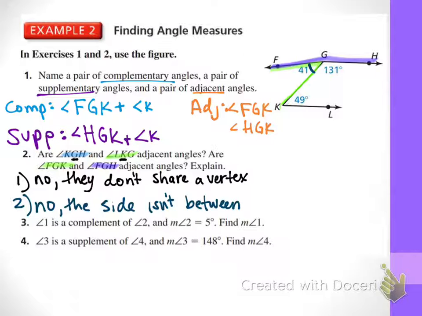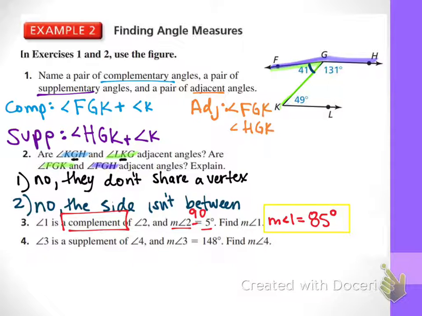Number 3, angle 1 is a complement of angle 2. What does complement mean? They add up to 90, right? So angle 2 is 5 degrees. How do I find the measure of angle 1? Subtract from 90. 90 minus 5 is 85 degrees. Is that a 1? This? What do you mean?